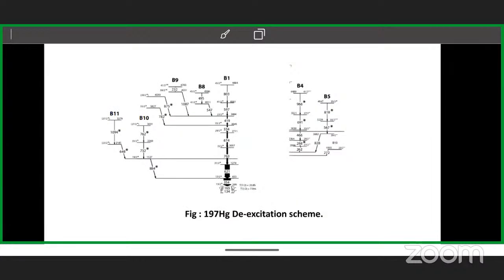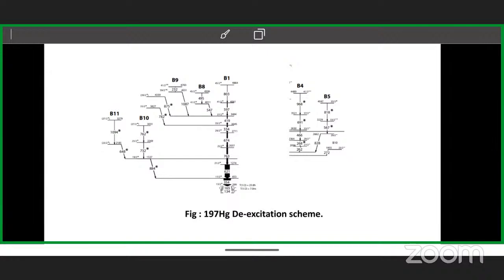After setting up the placement of the gammas and assigning spins and parities, this is the partial de-excitation scheme of 197 Mercury. Here you can see all the star-marked gammas are newly discovered during our experiment. We have discovered bands B4 and B5, and band B4 we have analyzed and identified as a rotational band.